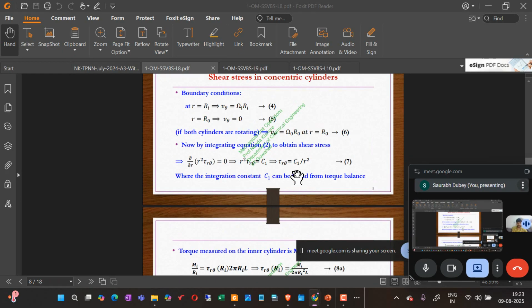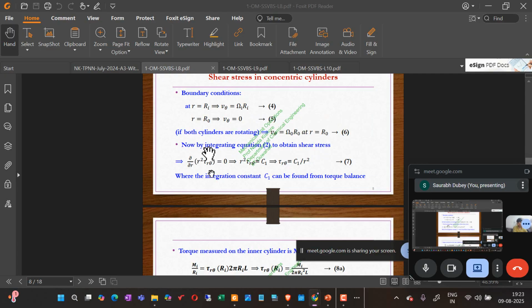So v theta equals omega z, this omega r0 at r equals r0, right? The main thing is this rotational component, which is associated with the inner cylinder. There you are taking r equals r0, right? And then if both cylinders are rotating, then v theta equals omega naught r0 at r equals r0. So it's just the basic v equals r omega implementation in order to have the theta component of the velocity.